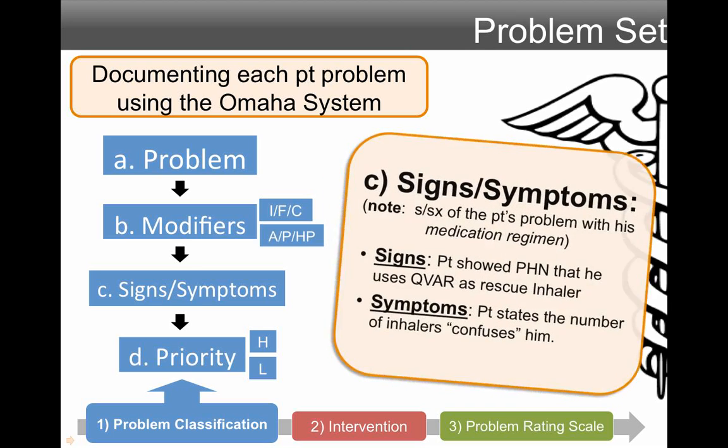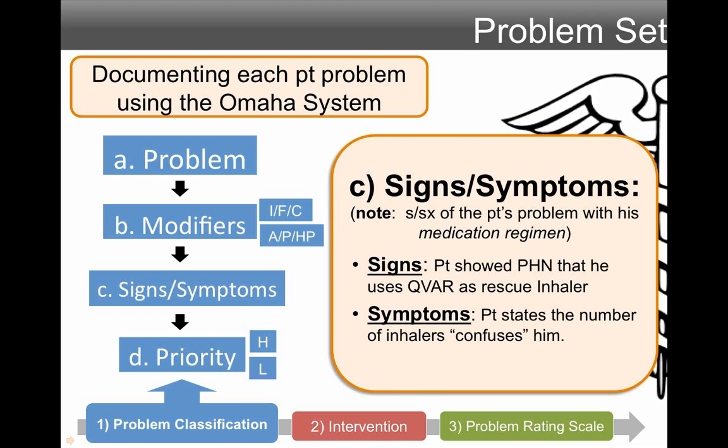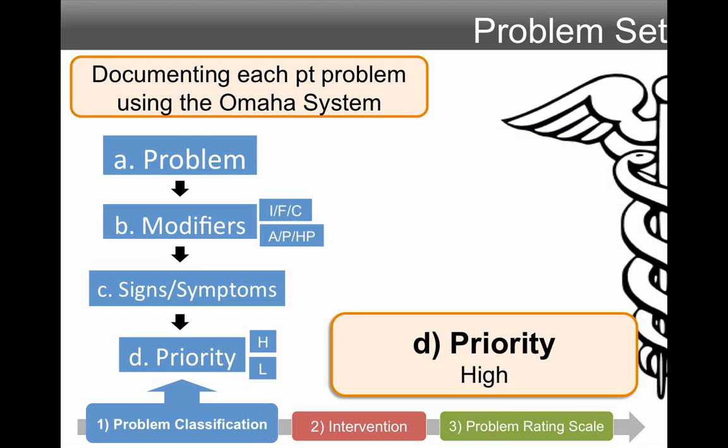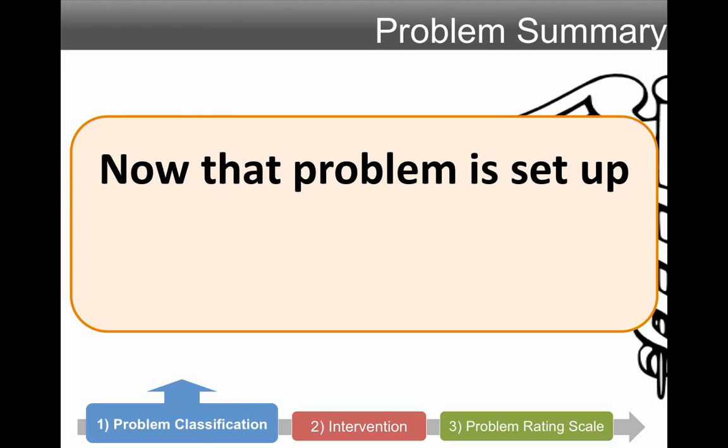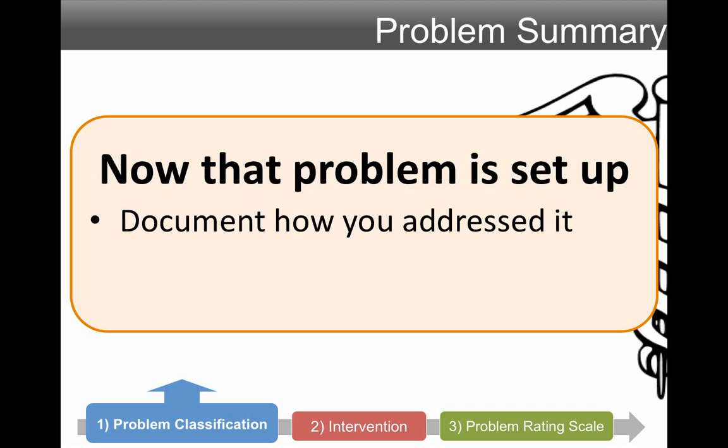The signs and symptoms would be what led you to believe this was a problem with medication regimen. And it would be something like the sign would be a patient showing the PHN that he uses Qvar as a rescue inhaler instead of albuterol. And the symptom would be that he states that the number of inhalers confuses him. Next would be prioritization, and because this is a high priority problem, we rate it as high priority. So now the problem is set up, you document how you address the problem and or how you plan to address the problem on future visits.